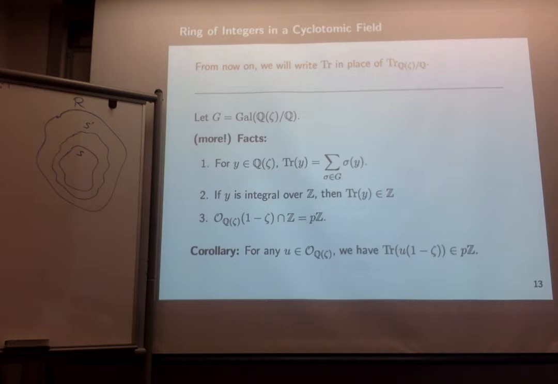And so, corollary. I call this a corollary because we're going to prove it. It's not just a fact that I'm asking you to believe me on. And the corollary is that for anything that is integral over Z in Q adjoin zeta, the trace of that element times 1 minus zeta lies in pZ.